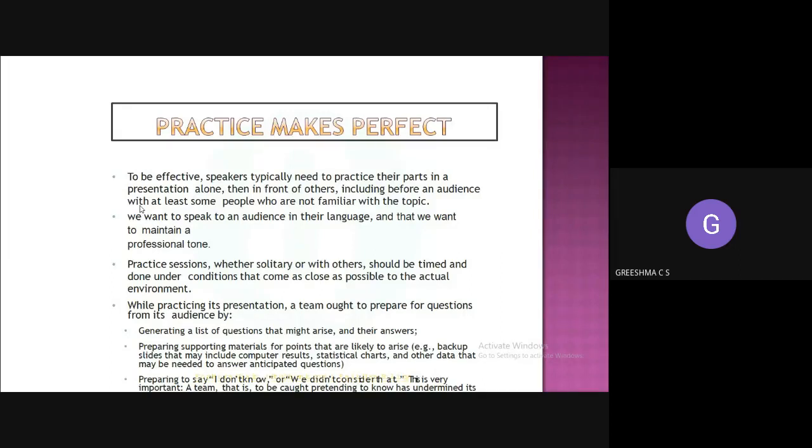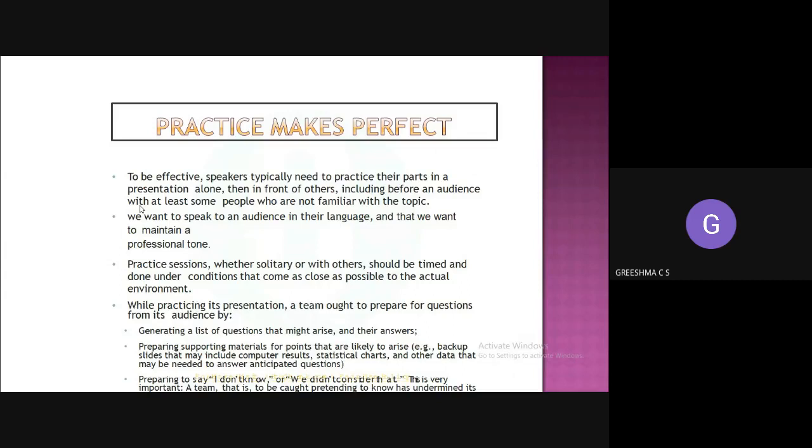Our mother tongue will have different slang. But when you go to a professional presentation, that local tone should not be followed. That is, Kannur slang or Thrissur slang should not be followed there. You should follow a professional tone even in your mother tongue. That is very important, and that also you have to practice.